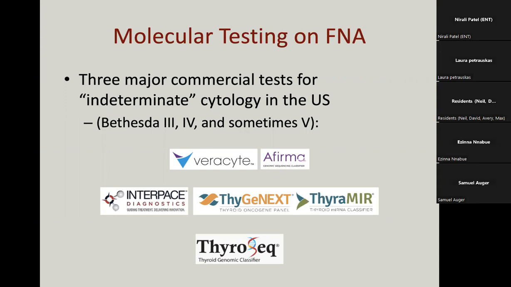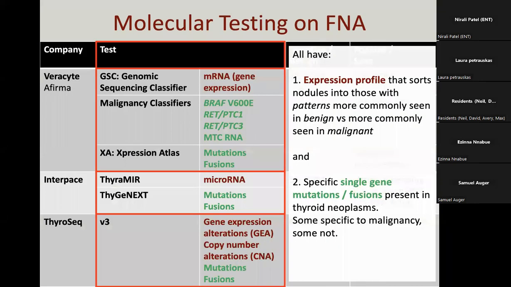Okay. So now that we know a little bit about the genetics and the biology of thyroid, I want to go back and briefly touch on molecular testing on FNA for that indeterminate category, because I think there's a lot of uncertainty and unknown about this. But I think if we think about it logically, we can come to some good understanding.